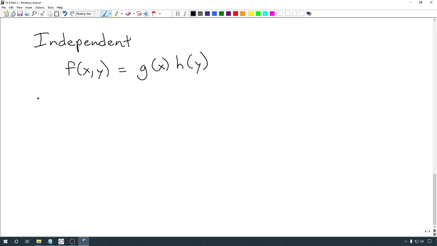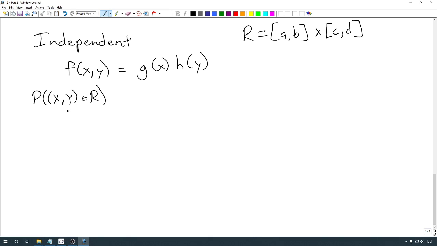Because that means that if we actually compute these probabilities, let's say we're going over some rectangle R, where R is some [a, b] crossed with [c, d], the probability that our result is in that rectangle, we can set this up over this rectangle pretty easily as the double integral, so let's just go ahead and write it, of g of x times h of y dy dx.